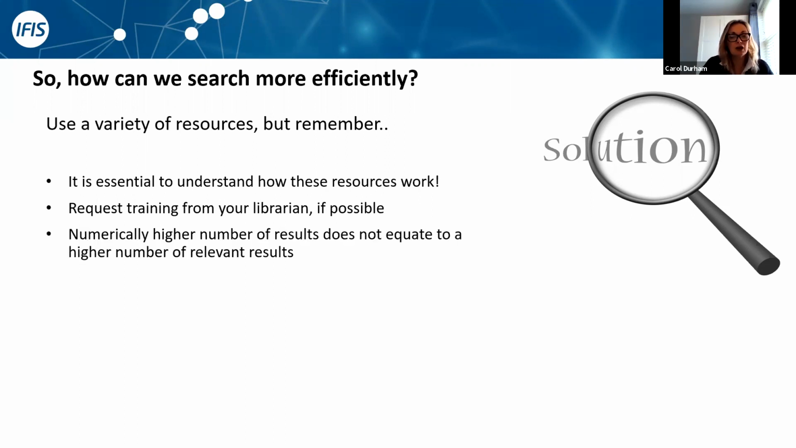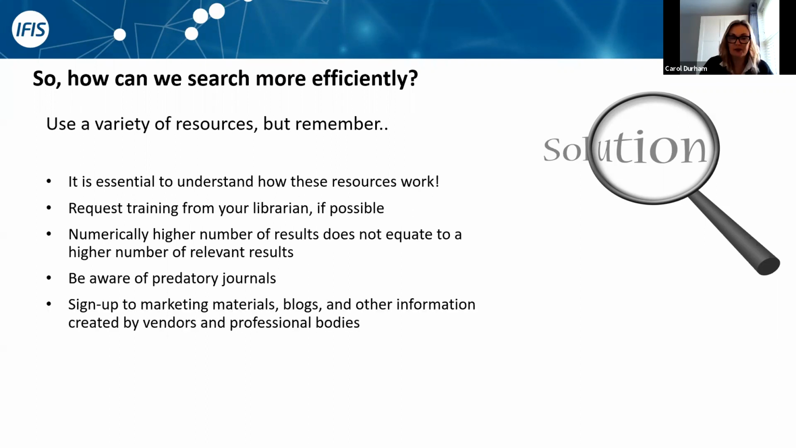But remember that when you are searching, numerically higher numbers of results doesn't equate to a higher number of relevant results. So sometimes it's good to get back less. Less is more, because you've got the relevancy, and it saves you time compared to bringing back hundreds of results that take you a long time to search through, and they might not be accurate. And be aware of predatory journals. It's very, very important to understand what they are and how to identify them.